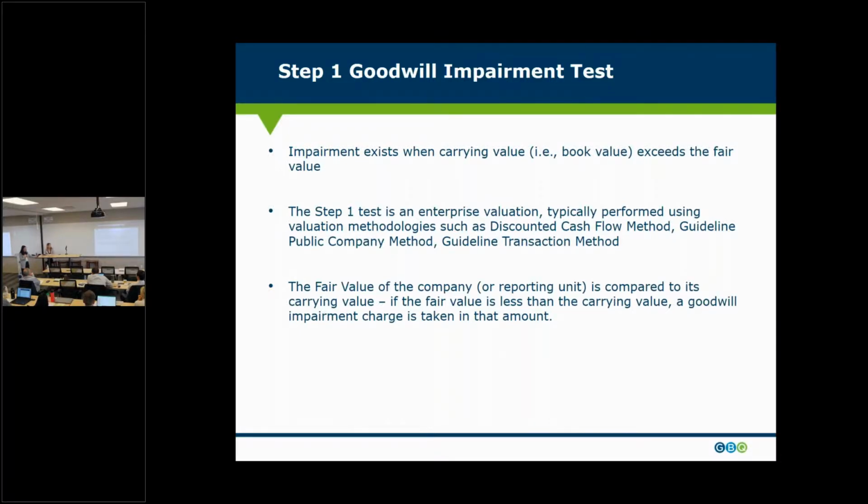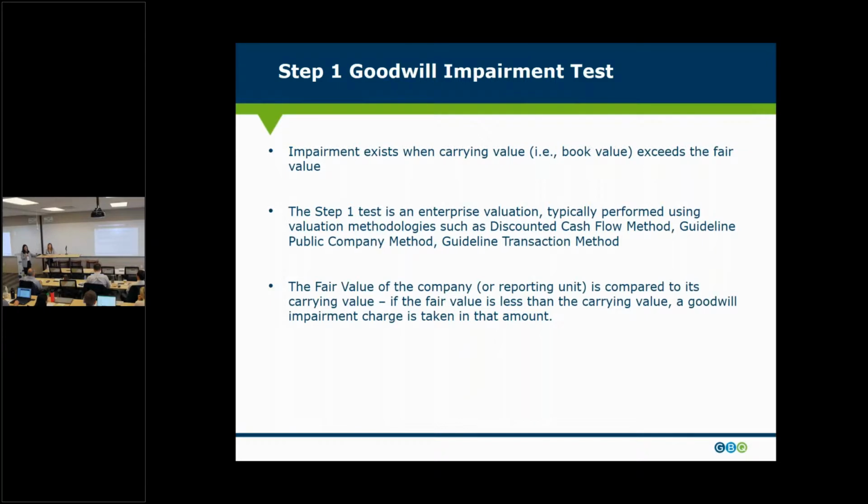Step 1 is an enterprise valuation. So you're going to value that just like you value any company. We didn't really get into that part too much, but the ways you value a company, for private companies especially, are the discounted cash flow method, looking at future cash flows and discounting those to come up with the value of the company. Then there's public companies and guideline transactions. Those are just looking at other market price points.